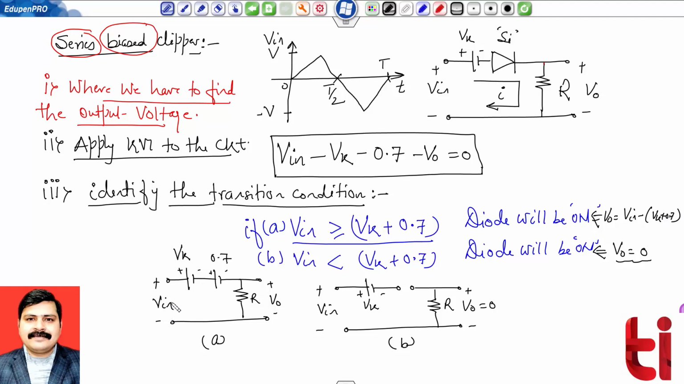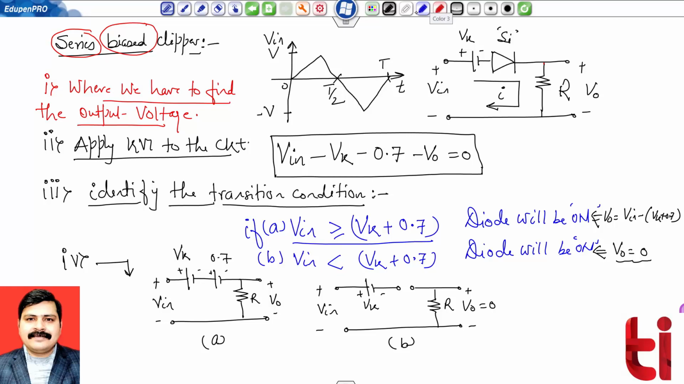So let me draw the output and input waveform again, okay, with the consideration of that. So this is, I can say, my case number 4, the circuit diagram and the respective waveform.